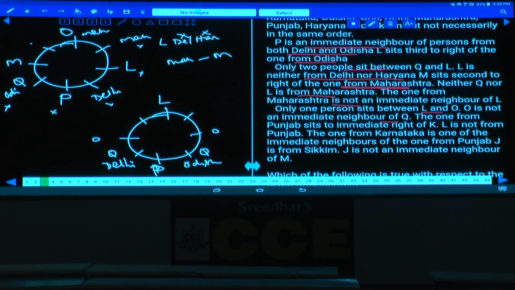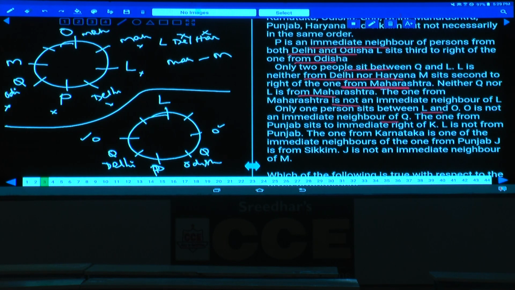As Q cannot be here, then what is the only possibility we have? In this case, O can be either at this place or at this place, isn't it? If O is at this place or at this place, then what happens here? O and Q cannot be adjacent to each other, isn't it? Hence, now let us take this case.